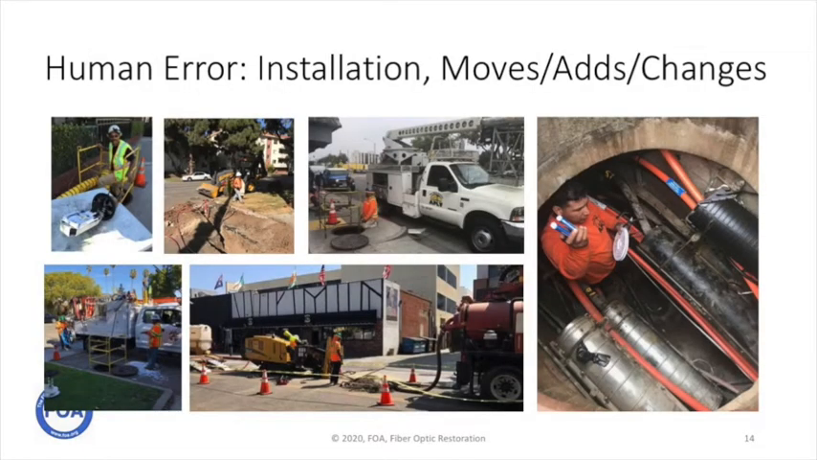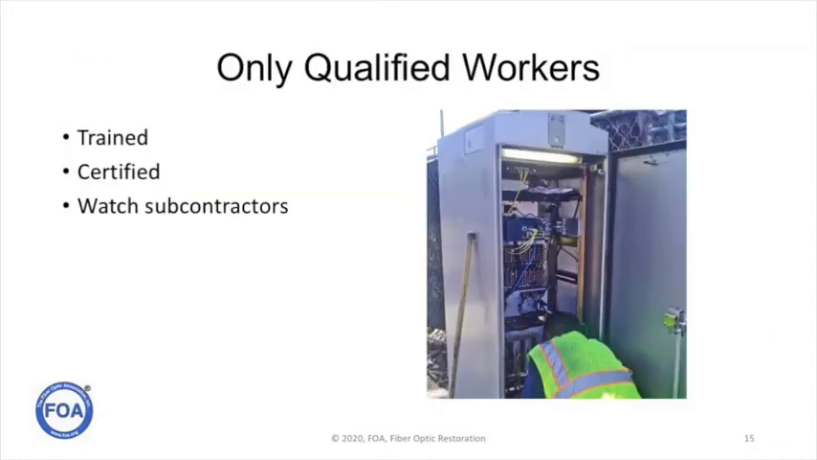A lot of the problems that cause outages in fiber optics are human-caused. It's mistakes made during installation or moves, adds, and changes. The owner of a fiber optic cable plant should be certain that only qualified workers get near their cable plant, workers that are trained and certified by legitimate bodies like the FOA. Be very careful about subcontractors. We know lots of situations where damages occurred because the contractors were good, but the subcontractors were not.